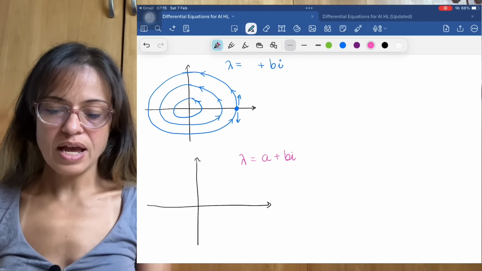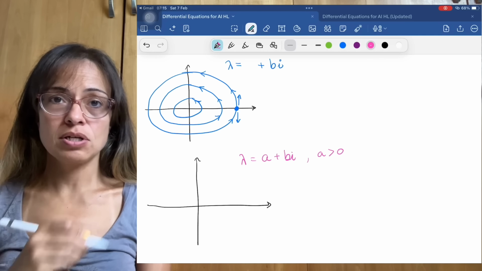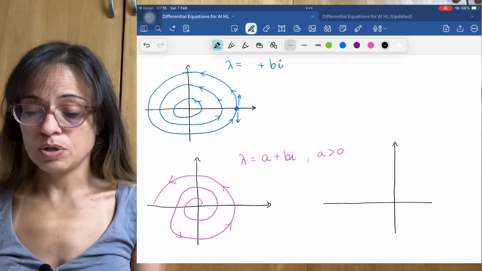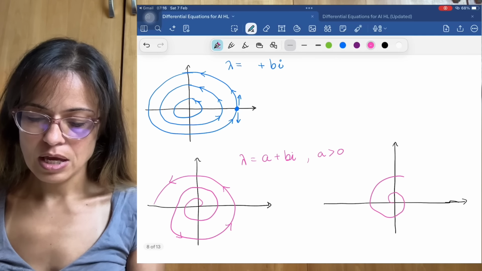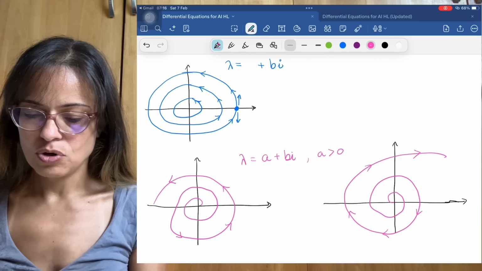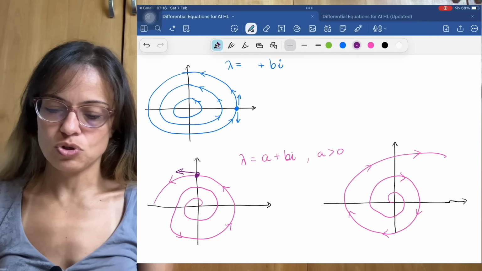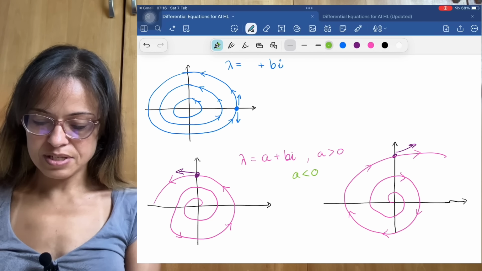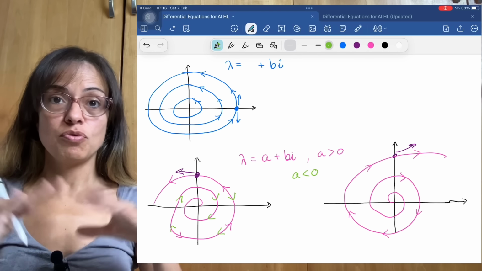Now, if the complex number has a real part and this real part is positive, then instead of just circling around and around, it's going to sort of spiral out, which makes sense, right? Because a positive eigenvalue wants to make things move away from the origin. And it could spiral out in two different directions. This is also positive real part. And again, to figure out which is which, just pick a point and see if it's going one way or the other way. If the real part was less than zero, then it's the same kind of trajectories, but they're just moving in instead of moving out.